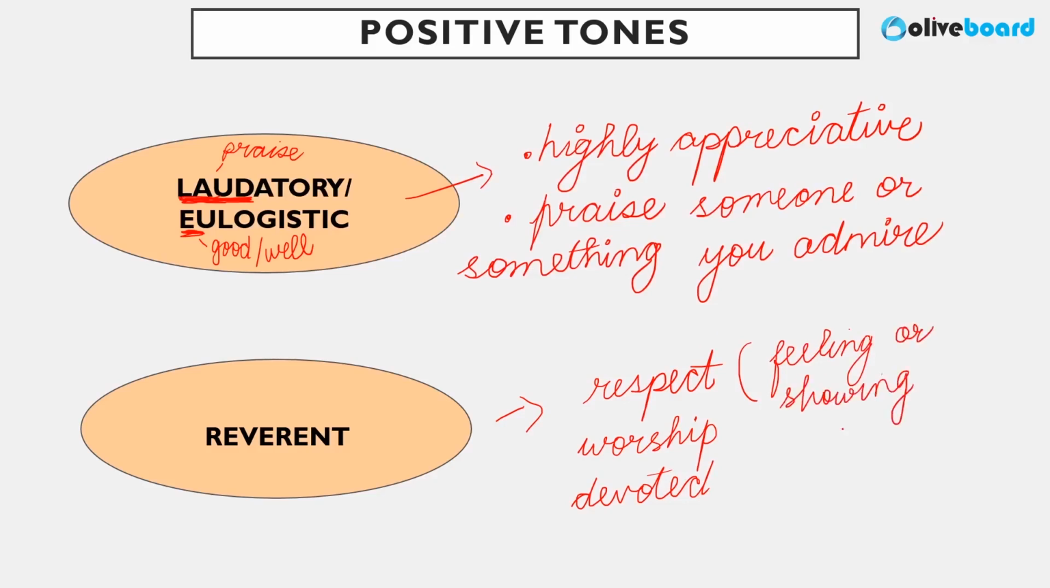Feeling or showing deep respect towards the subject is your reverent tone, right? A lot of respect, a lot of worship, a lot of devotedness. You're being dutiful. You're being awed, like, how things can be so nice. How a person or a subject. We're talking about the subject in a way like, okay, we are impressed by it, right? So this is a reverent tone.